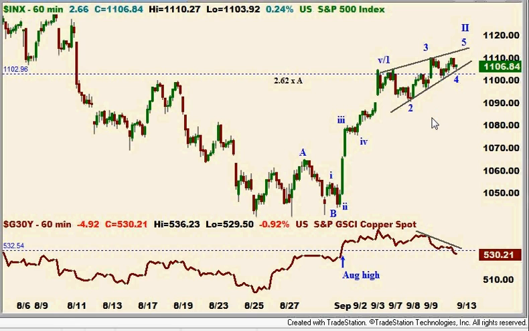Is this count possible? I suppose it is. You could break it down somewhat differently and call this rally up here an ABC, but the relationship between the first leg up and these subsequent waves to the upside just doesn't fit with the right look for a diagonal triangle. So I don't think this count is correct.